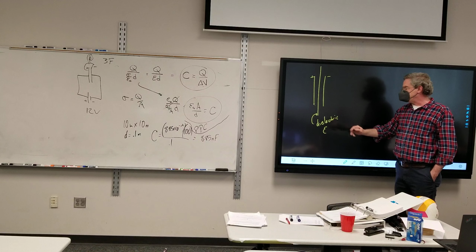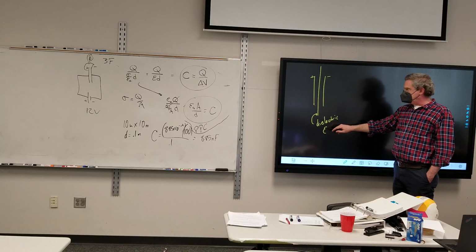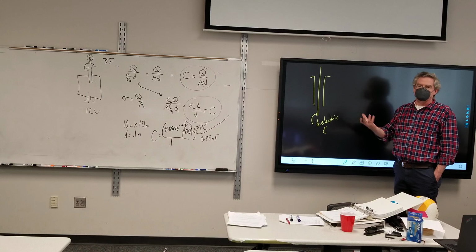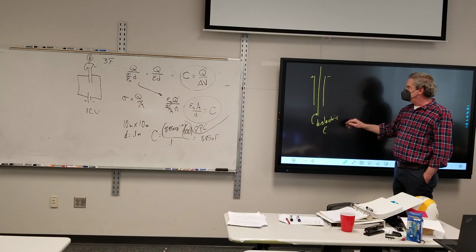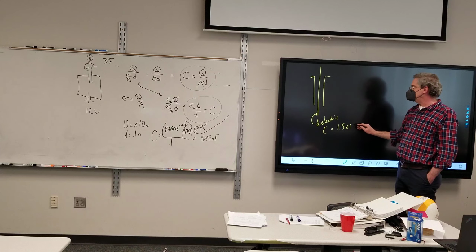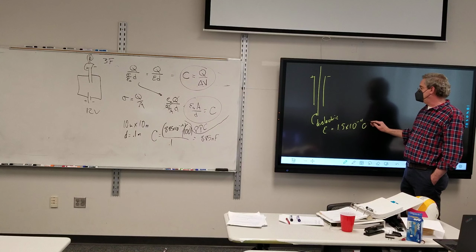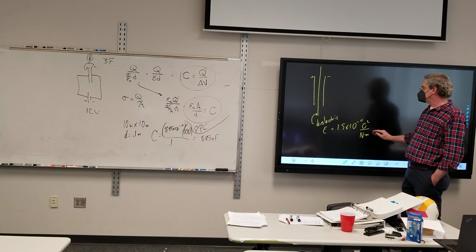Epsilon in SI units is going to be something bigger than that. For example, it might be 1.5 times 10 to the negative 11, and that would be Coulomb squared per meter squared.